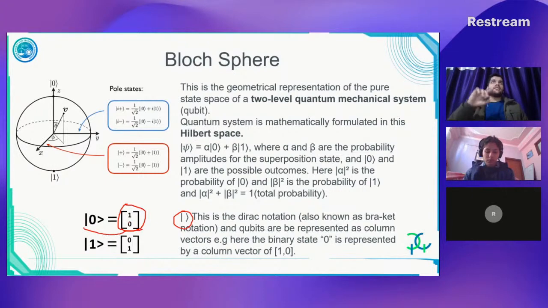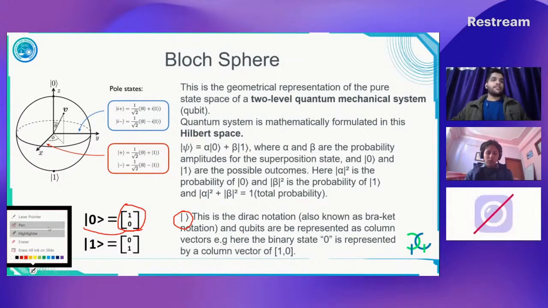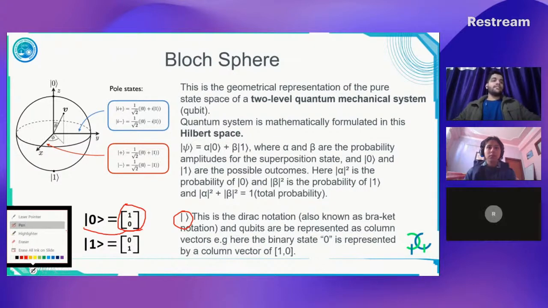The matrices and vectors are a very important part of quantum computing. So we can't go into that deep, but the quantum gates are also represented by matrices, and they are basically unitary matrices. And there is a reason why they are unitary matrices, because in Hilbert space, the unitary transformation does not change the probability basically.